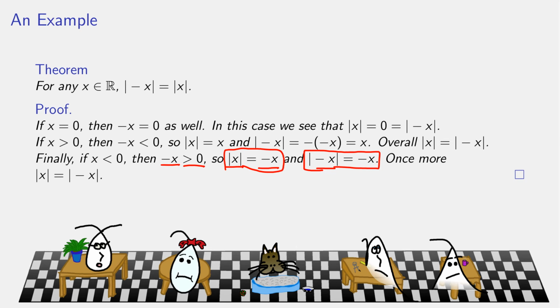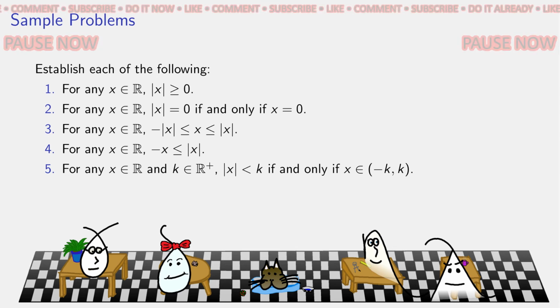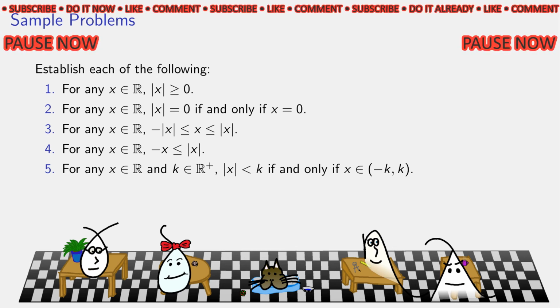So in all three cases, whether x was 0, positive, or negative, the absolute value of x was always equal to the absolute value of -x, and the result is proved. Similar to that last proof, try to establish the following things. Pause here and work through as many as you can.